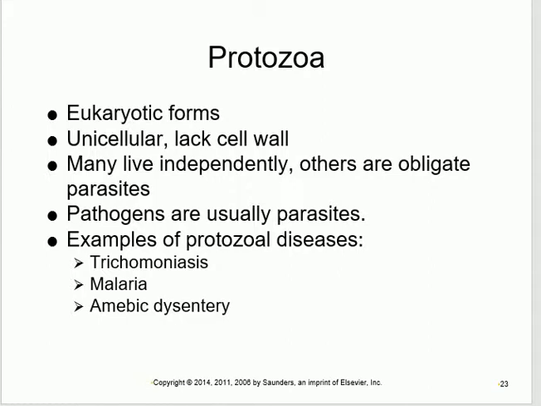These protozoa are usually in the form of parasites. Parasites mean they invade the body and they survive on your body. They have to invade the body. And the examples of these protozoa are trichomonas, malaria, and amoebic dysentery. And you need to remember these examples.